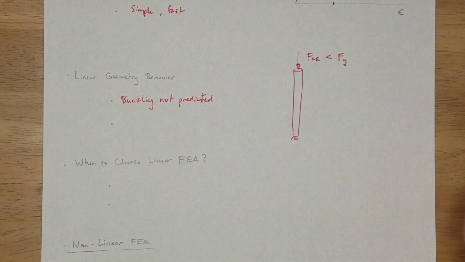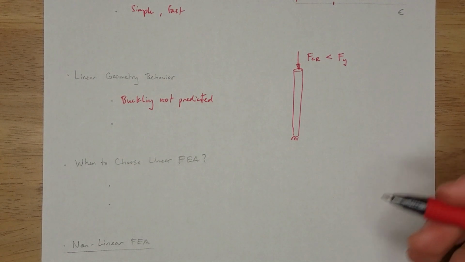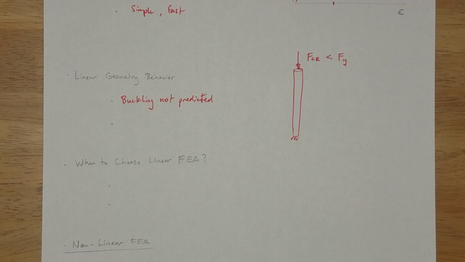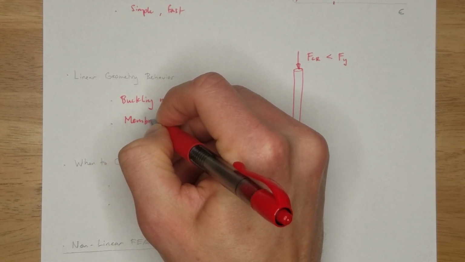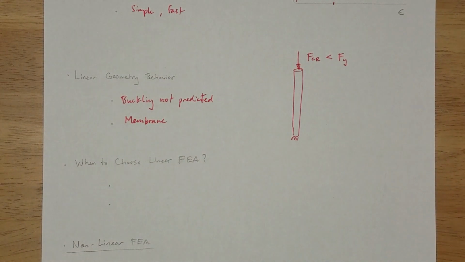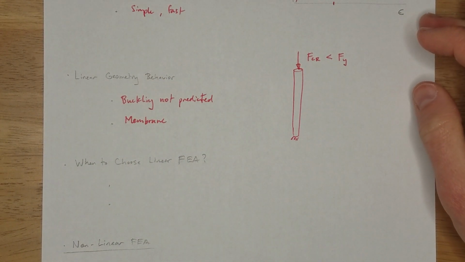So if we suspect that our machine component that we're analyzing may have a buckling risk, linear FEA is not the tool to reach for. The second thing is anytime we have a membrane structure, think of a thin sheet applied over a lattice or something.